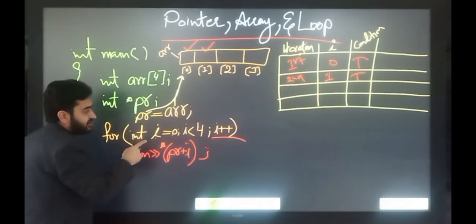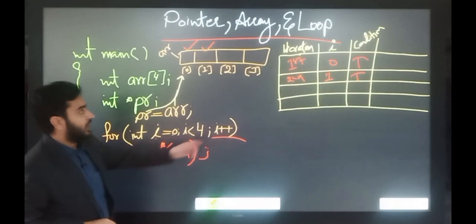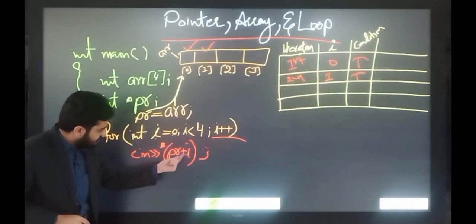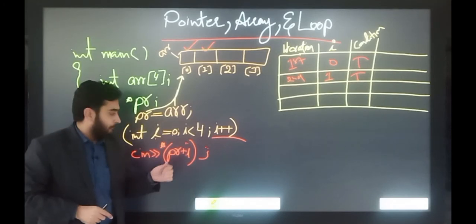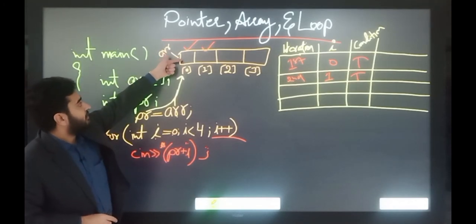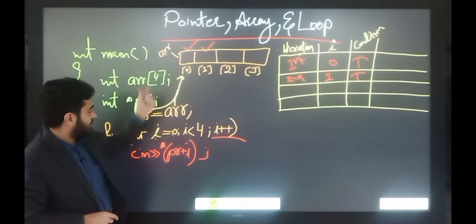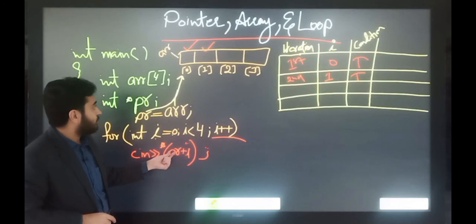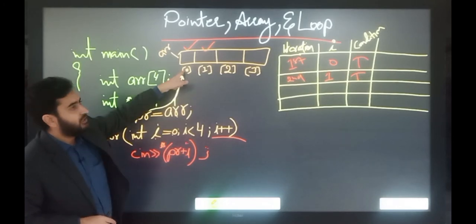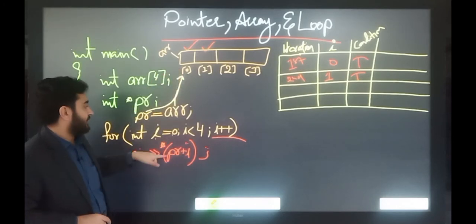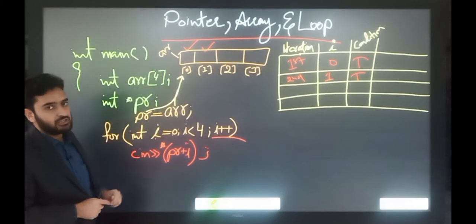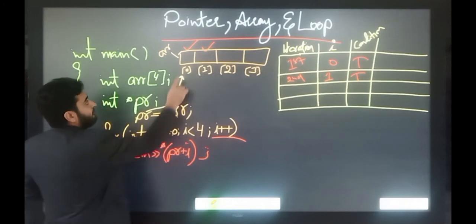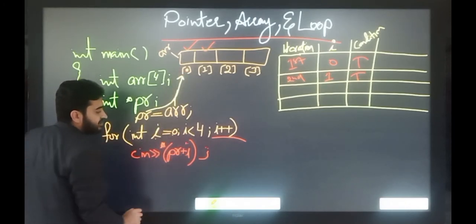So back to the first iteration where the value of i was 0. So if you add 0 to PR, it means that PR is already referencing or pointing to the first location, and if you add 0 to the address, it will have no effect on the address of the pointer, okay? The address of the first location. So it means that in the first iteration we are accessing the first location because i is equal to 0.